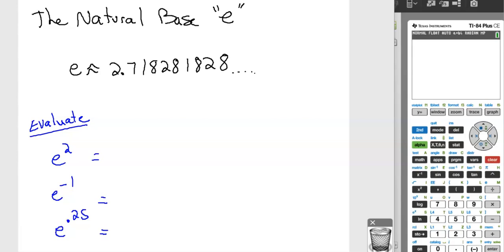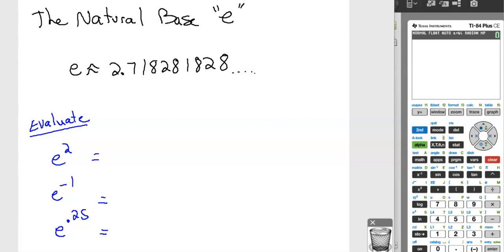Now let's talk about this thing called the natural base, the letter e. Kind of like the letter pi has a value, the letter e has a decimal value that just keeps going on forever, 2.71828, and so on. I'm going to ask you to evaluate certain things using that e.